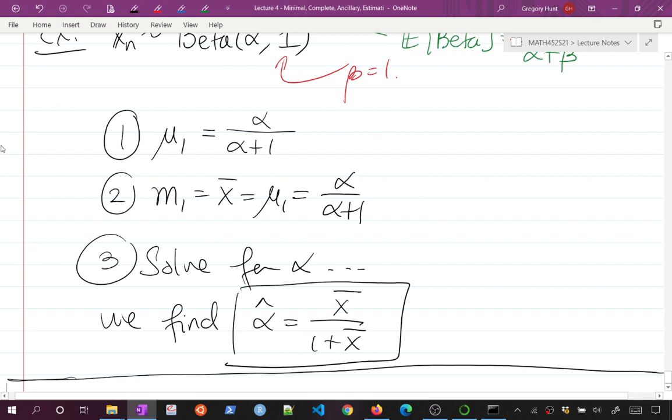So these problems are super easy to generate. They're a lot of fun to do. They're pretty simple, and this is our first technique for generating estimators of things, which is called method of moments, which is basically using the idea that the sample moment should be a good approximation of the population moment.